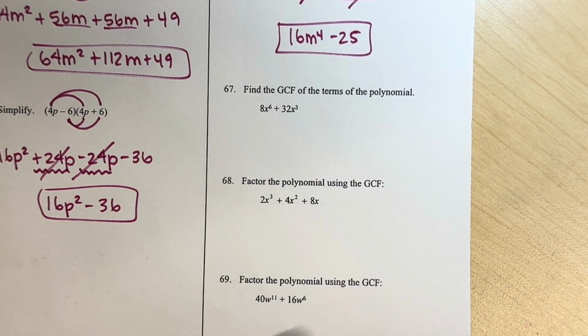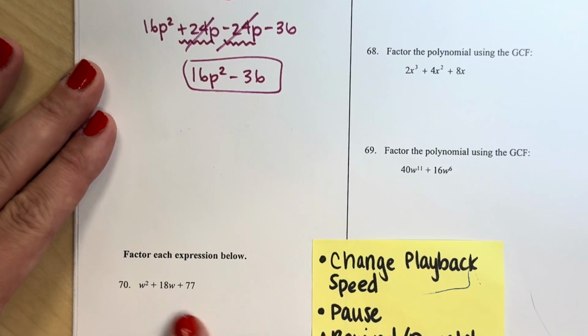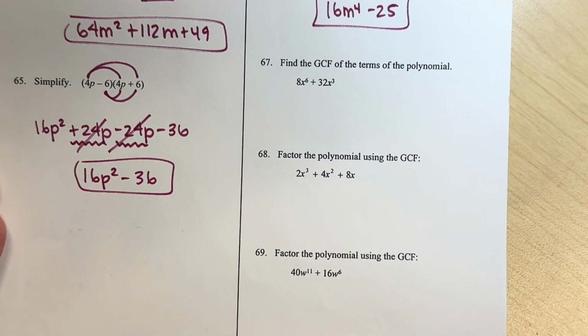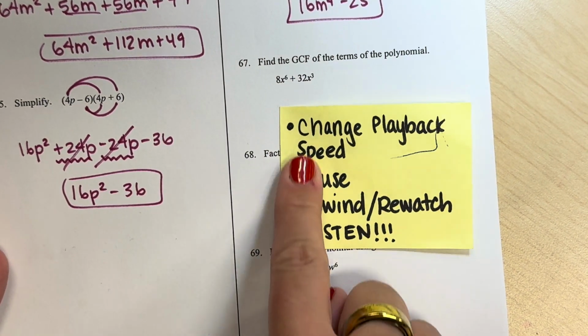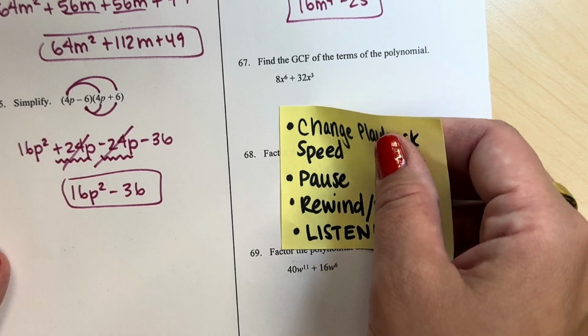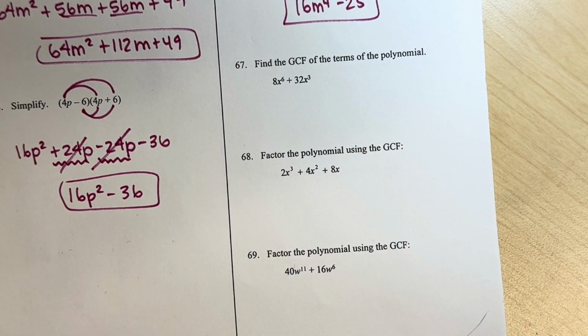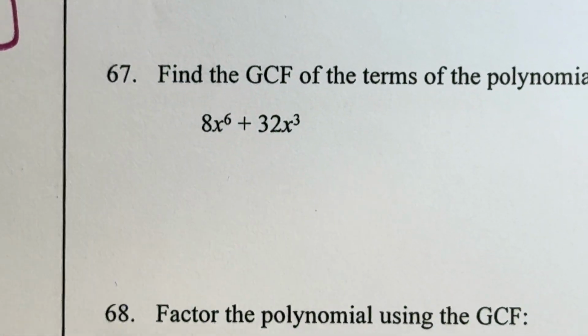All right, we're going to start off with factoring. And this is kind of just lined up goofy, but factoring begins up here with 67. And just keep in mind these things. Okay, find the GCF of the terms of the polynomial. GCF is greatest common factor.